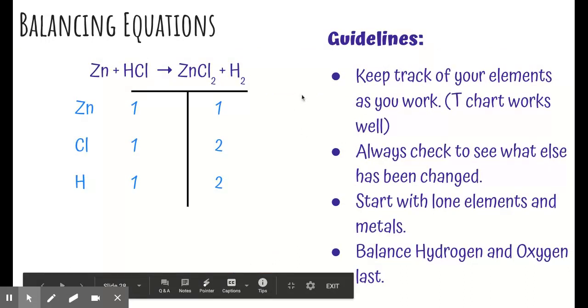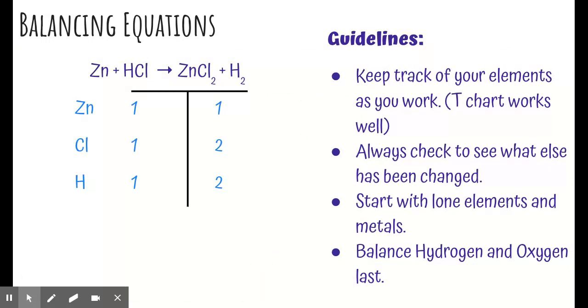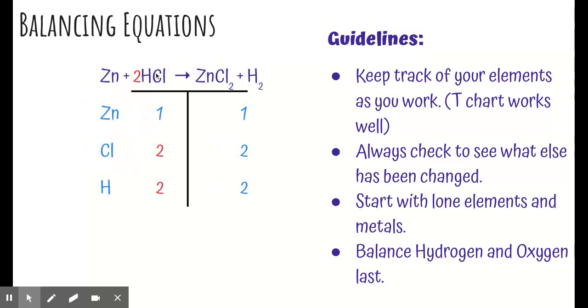Okay, so some guidelines. You want to keep track of your elements as you work. A T-chart works really well for this. What you're doing with the T-chart down here is just keeping track of how many you have on each side. You don't have to write in that you're multiplying it by 2 and that's going to equal 2. You can just scratch out this one and say, okay, now I have 2. What you are writing in front of these molecules is the number that you're multiplying them by to equal what's in the T-chart. Always check, if you're adding something in, to see what else has changed.